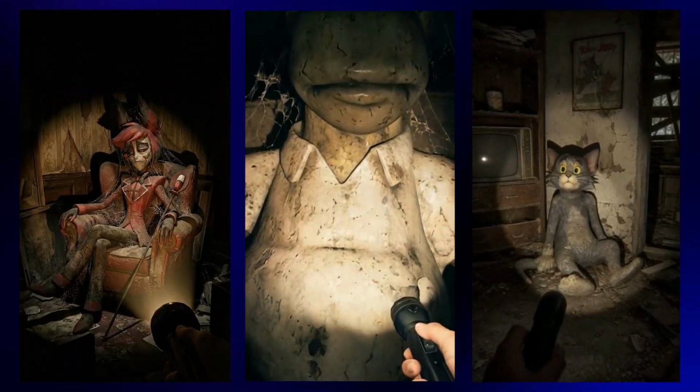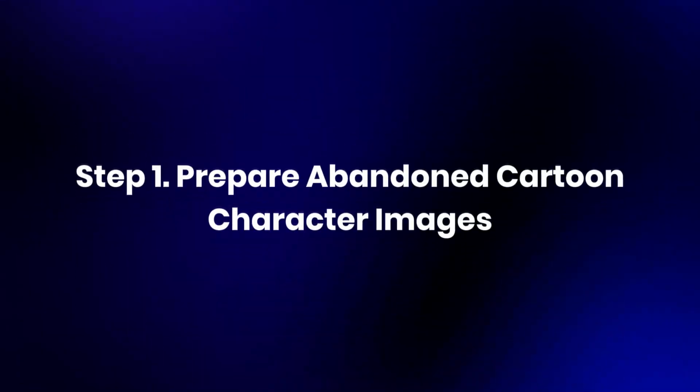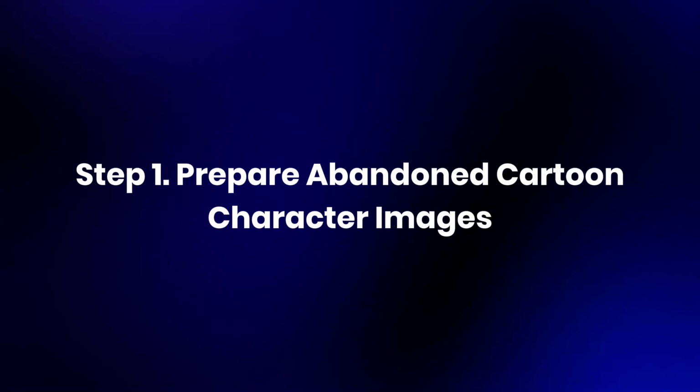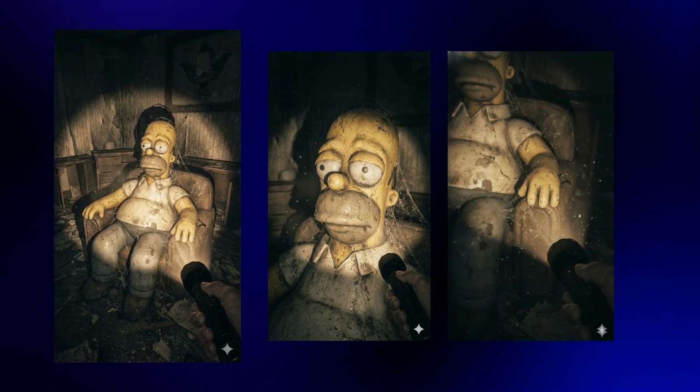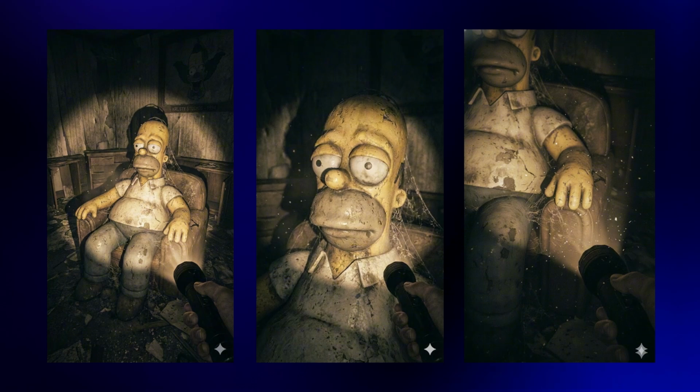I'm going to show you how to make it step by step. Step 1. Create the abandoned cartoon character images first. I'll use Homer Simpson as an example. For this video, you'll need at least 3 images, 1 full body image, and a couple of close-up images.